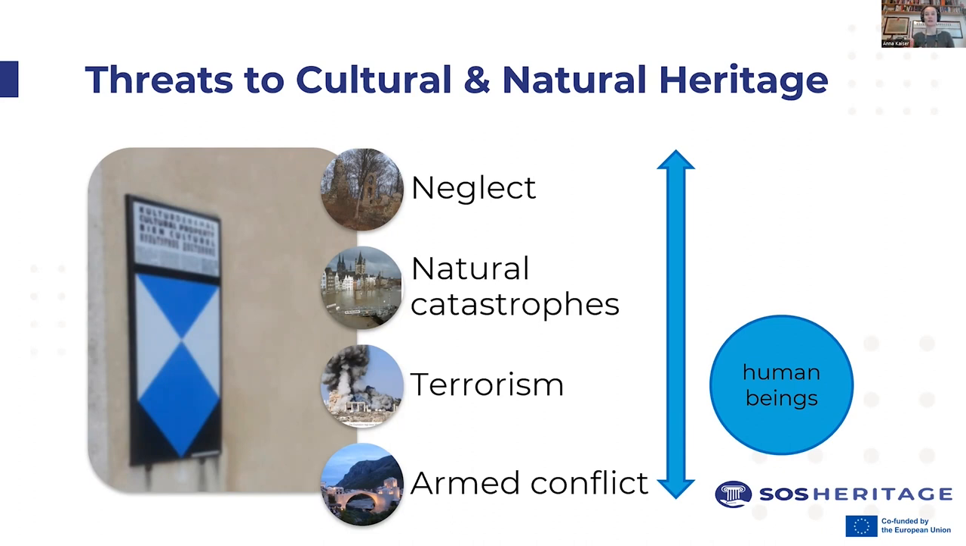And catastrophes, terrorism, armed conflict, they're also very much affecting human beings. And as we've just said, human lives always come first. So you have to think about something like cultural property protection in addition to protecting livelihoods, to protect human beings, to protect and save lives.